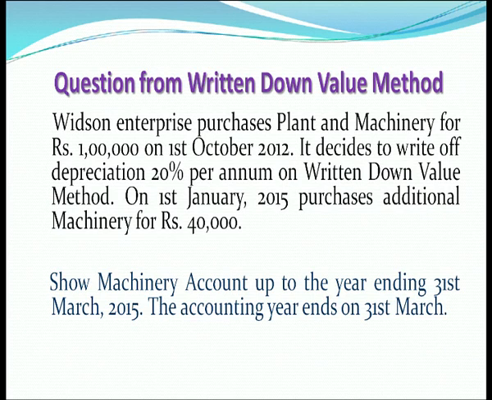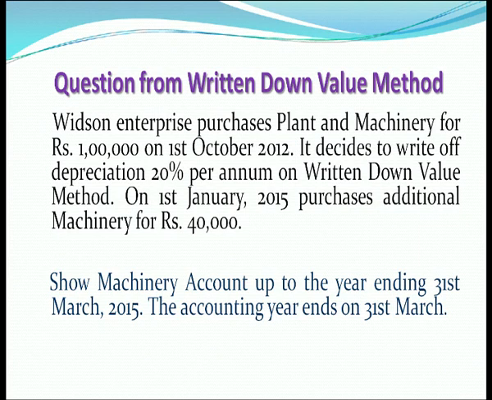Now, let us take a small example to understand again how this written down value method is accounted in the books of accounts. Let us take this example. Wisdom Enterprises purchases plant and machinery for 1 lakh on 31st October 2012. It decides to write off depreciation 20% per annum on written down value method. On 1st January 2015, purchases additional machinery for 40,000.